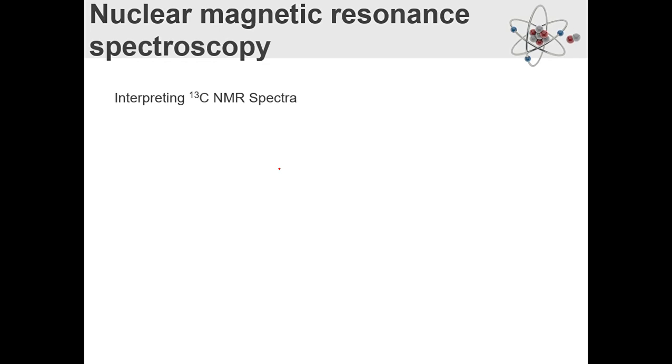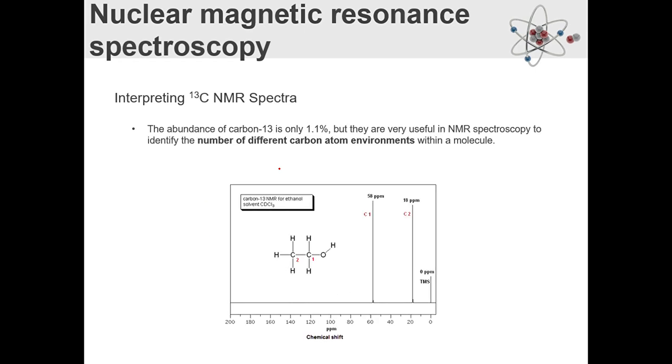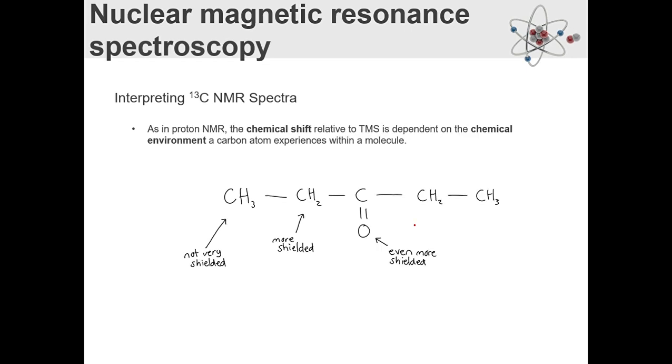Alright, interpreting carbon-13 spectra. Carbon-12 has no spin and is not detected by NMR spectroscopy. However, carbon-13, well, it's kind of odd. The abundance of carbon-13 is only 1.1%, but it's very useful in NMR because it identifies different carbon atom environments within a molecule. So, the first carbon, closer to the oxygen, further to the left. Second carbon, further away from the oxygen, closer to the right. Again, the closer it is to the shielding, the further left you'll find it in a spectra.